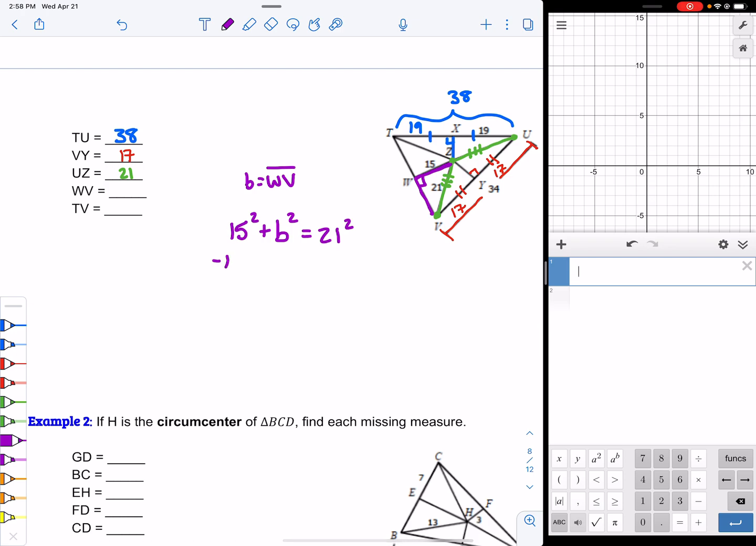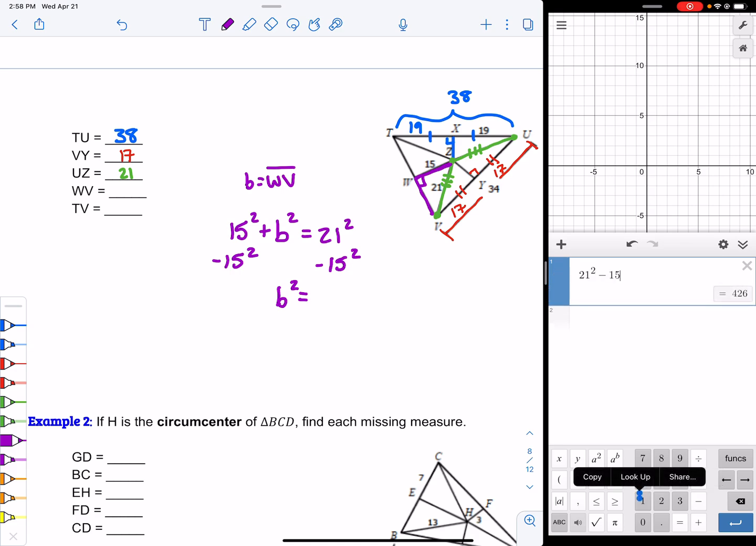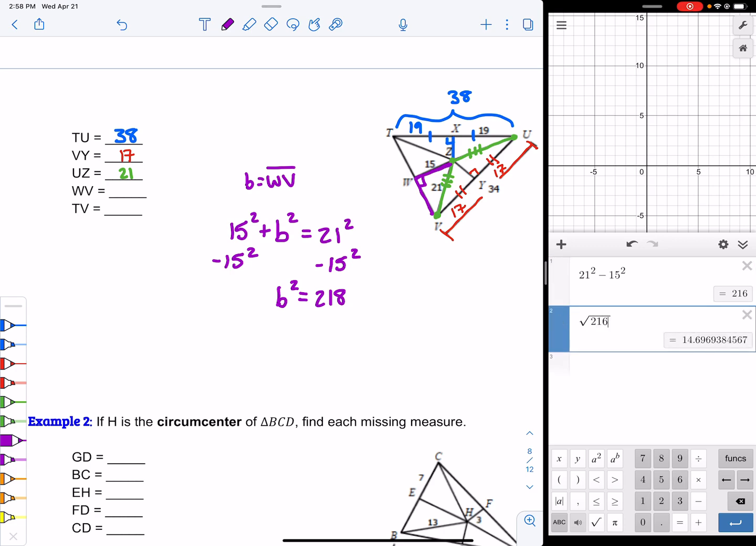So to solve for b, we can go ahead and just subtract 15 squared, and we would have b squared is equal to 21 squared minus 15 squared, which gives us 216. So then we just need to take the square root of 216. I wrote 218 by accident, hold on. Let's write 216. Then take the square root of both of those, and we get b, which is the side that we were looking for, was 14.7. Let's just round to the nearest tenth.